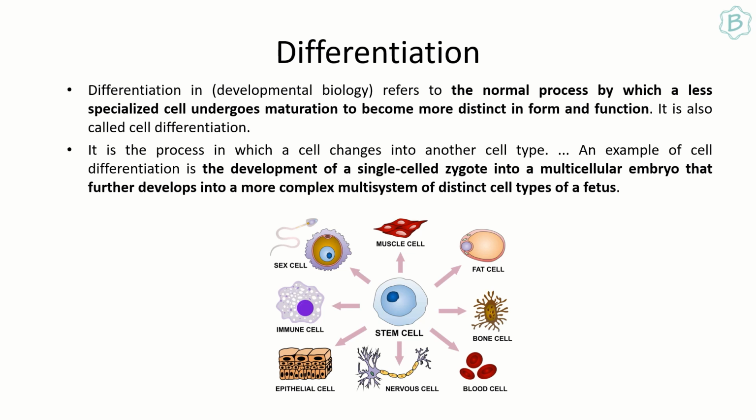So there is a stem cell. At the morula stage, the cells are totipotent, which means stem cells are there. Then after differentiation, they form sex cells, muscle cells, fat cells, bone cells, blood cells, nervous cells, epithelial cells, immune cells. These are all what kind of type? Unipotent cells. So this is differentiation. That's all for today's topic. Thank you.